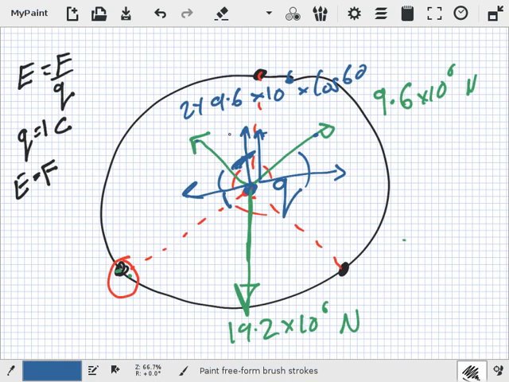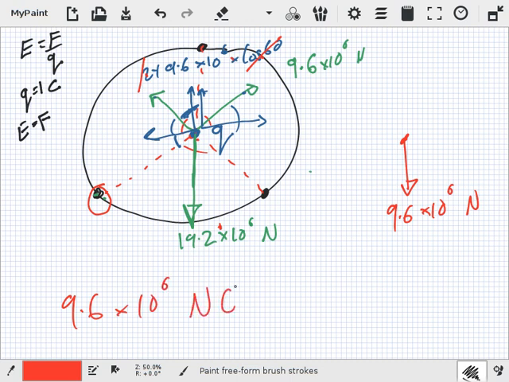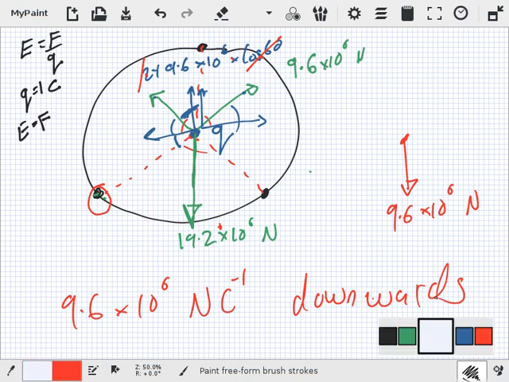Cos 60. So, what's cos 60, please? Cos 60 is 1 over 2. Are you sure? Yeah, totally. So when you do this one minus this one, in total you'll be left with 9.6 times 10 to the 6 newtons. Because this 1 over 2 will cancel this 2. So you're just left with 9.6, which takes away from the 19.2. So the answer is 9.6 times 10 to the 6 newtons per coulomb downwards, is the final answer.